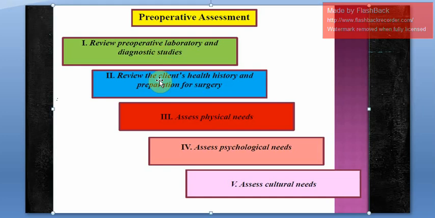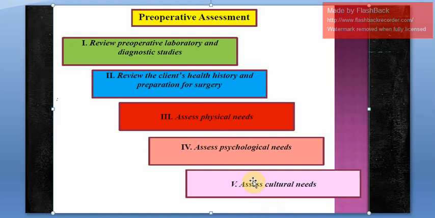Next comes review of the client's history and preparation for the surgery. Usually this is done prior to the diagnosis, but I am just dealing with all of it. Before the surgery you have to collect the health history of the patient, perform a thorough assessment, and prepare the patient for the surgery. Then next is assessing the physical needs. Once you have assessed physical needs, you should also assess the psychological needs. All this I will deal with in detail in the coming slides.